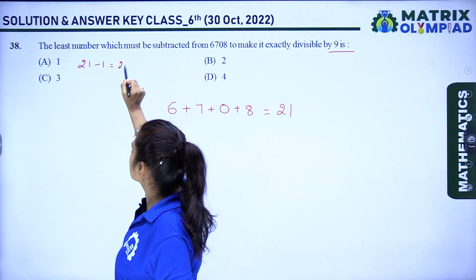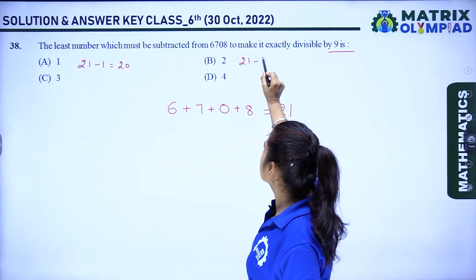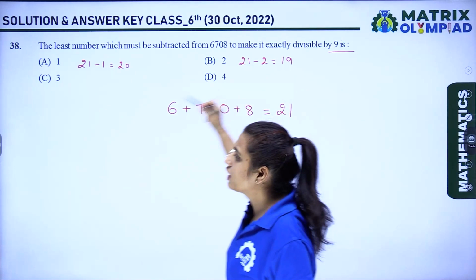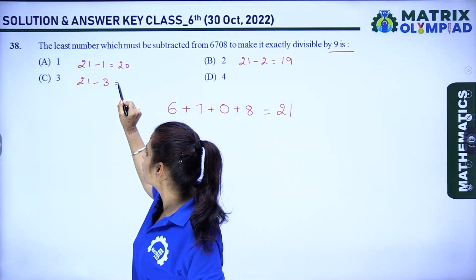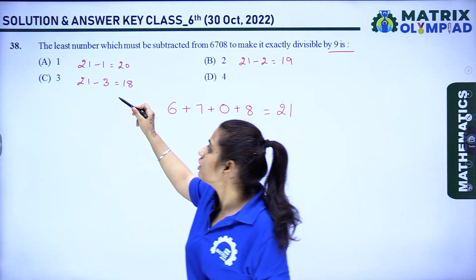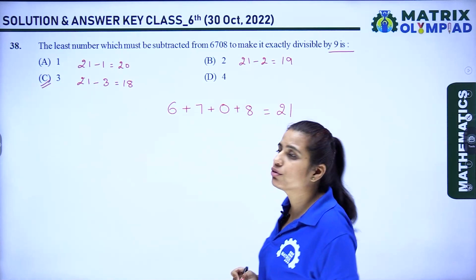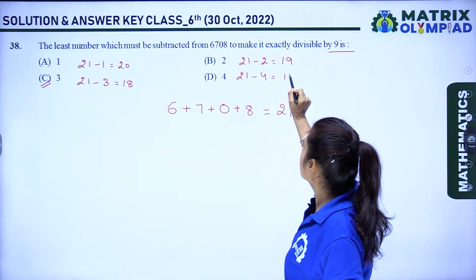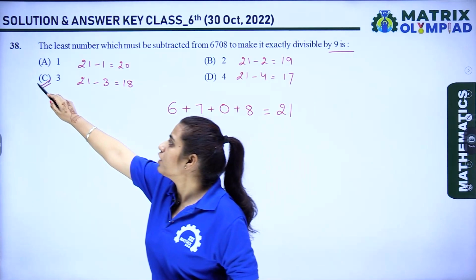That is not divisible by 9. And the next number, 21 minus 2, we get 19. It is again not divisible by 9. Now here, 21 minus 3 is 18. So option C is correct, as 18 is divisible by 9. And here in the last option, let's check. It is 17. It is not divisible by 9. So, according to the options, we can say that option C is the correct answer. Now, let's move on to the next question.